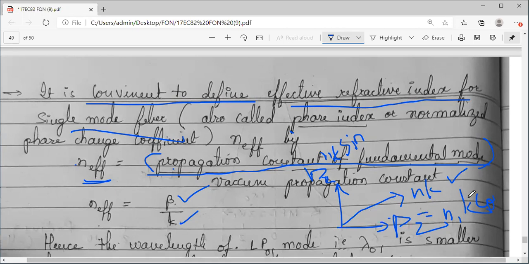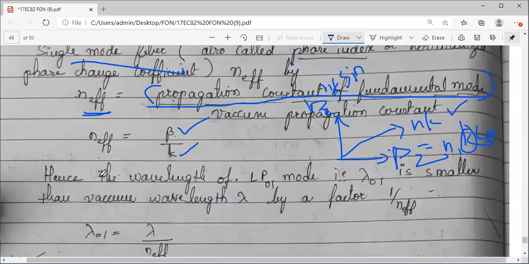If you remember the previous meridional rays concept, we had resolved this wave vector into two components. So k we have used. So k is what? Vacuum propagation constant. So n effective is beta by k. This I'm writing. Try to recall what we had done in case of meridional rays.